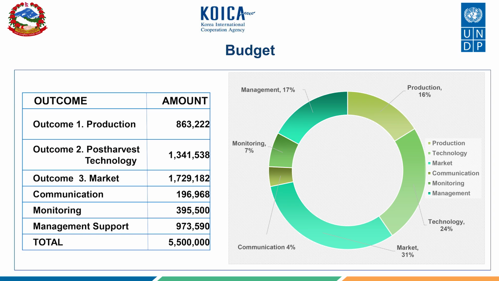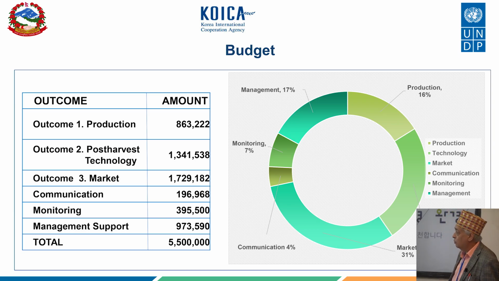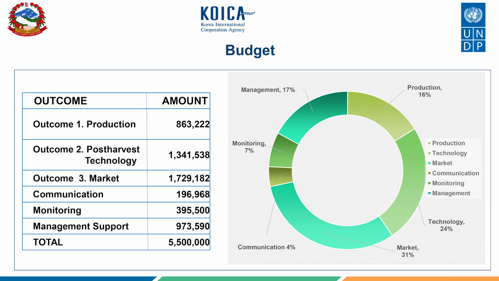The total budget of this project is $5.5 million, of which $5 million is from KOICA. This is the percentage: 16% of our total budget is for production and production support, 24% is for developing technology and post-harvest management, and 31% is for marketing. We also have a small amount of budget allocated for communication and monitoring, and the overall management cost is 17%. So this is how we are managing the budget of this project.